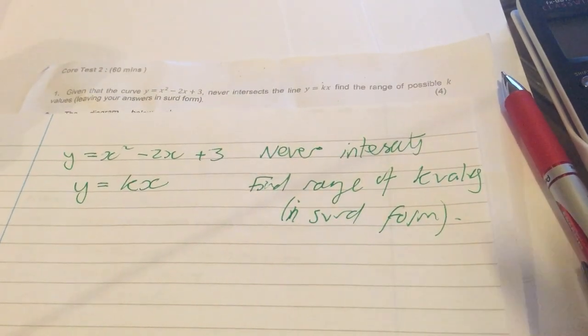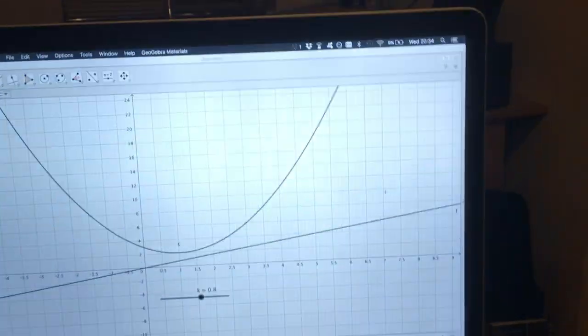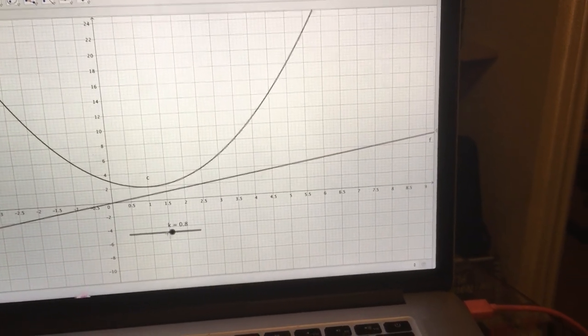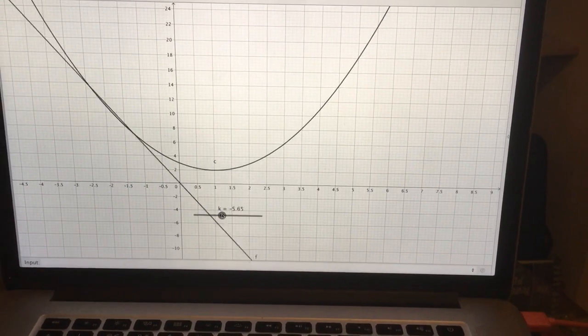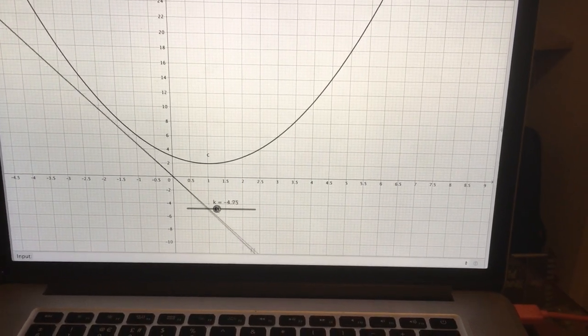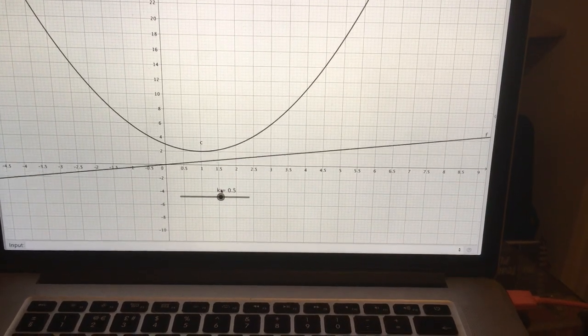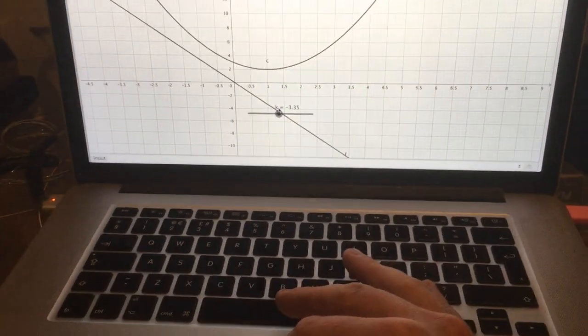So I've plotted both of these on GeoGebra. You can see here's our quadratic, here's our line, and if I alter the k values, which you'll see is the gradient of this line, we can see some k values mean they intersect and some mean they don't, and then on this side some mean they intersect, some mean they don't. So those are hopefully going to be the k values that we can find by solving this question.